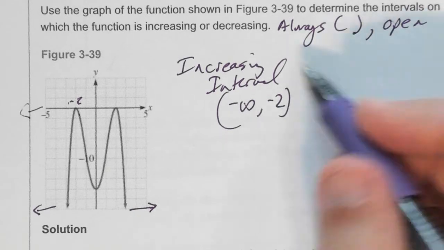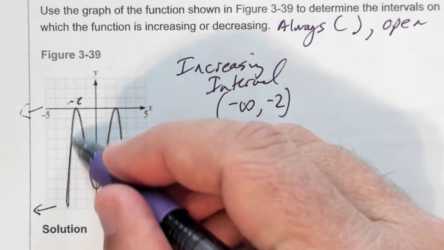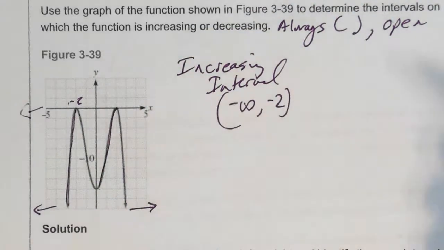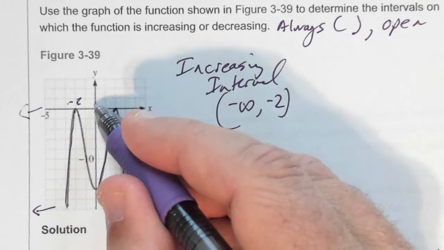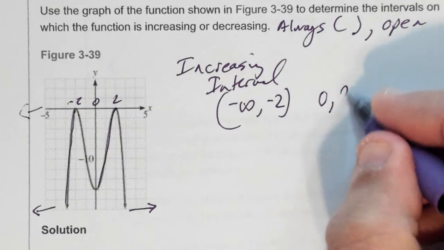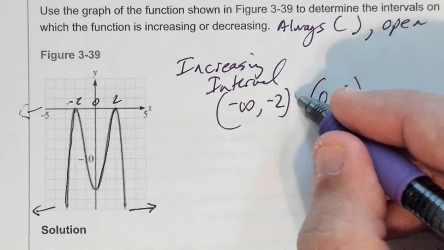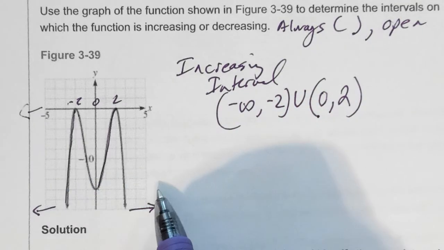Now is that the only place where it's going up left to right? Well, no. From here to here is going up, and from here to here is going up. So we have a different interval here. That would be from 0 to 2. So from 0 to 2 is also increasing, and we're going to connect those with a union. Those are the only two places going left to right going up.